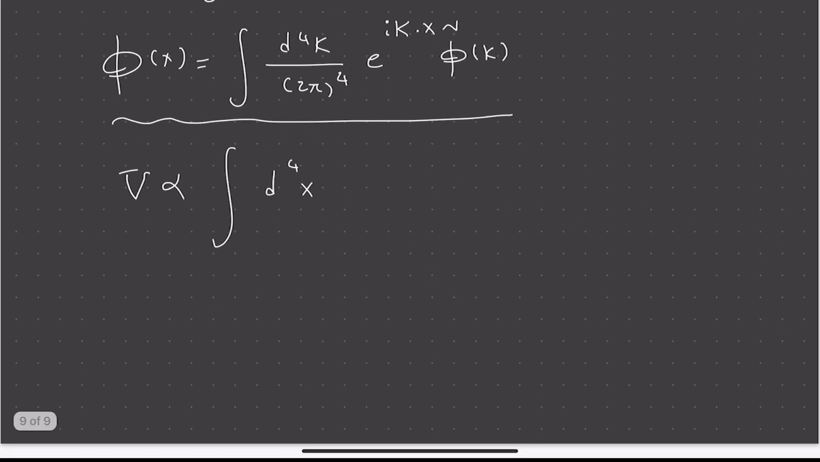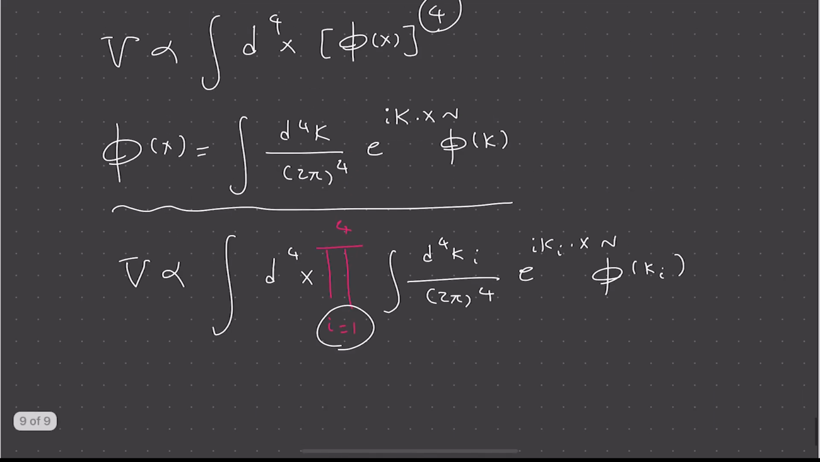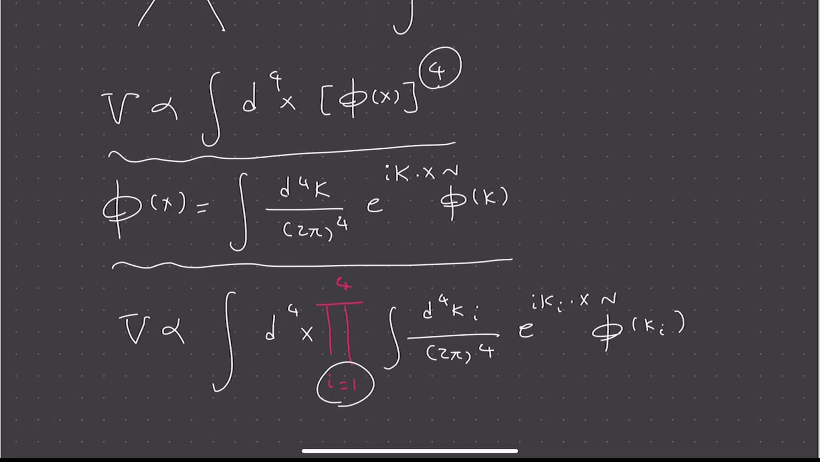So I can write it down with the product symbol, i from 1 to 4, and then I have d4 k_i. This index i just represents that these k's are not the same. Each of them represents an integral over (2 pi)^4, and then you have e to the power of i k_i dot x, phi tilde of k_i. It's just rewriting the potential if we decompose that phi into Fourier modes.